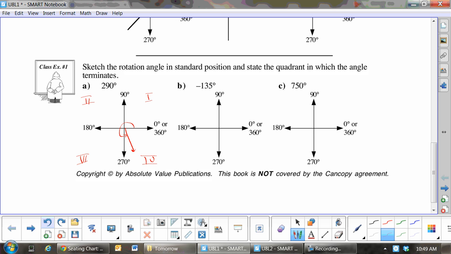Okay, now 750, how would we draw 750, and where would it end up? Okay, so 750 goes around once, obviously, 360. And then around again would be how much? 720. And then there would be about 30 more. So how do you draw an angle like that? Well, I'm glad you asked, because you go like this, and then like this, and then like that.